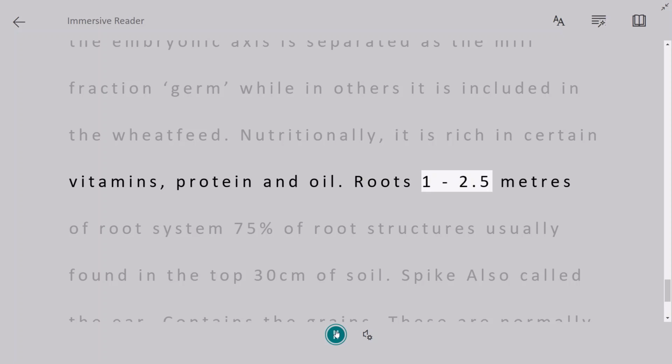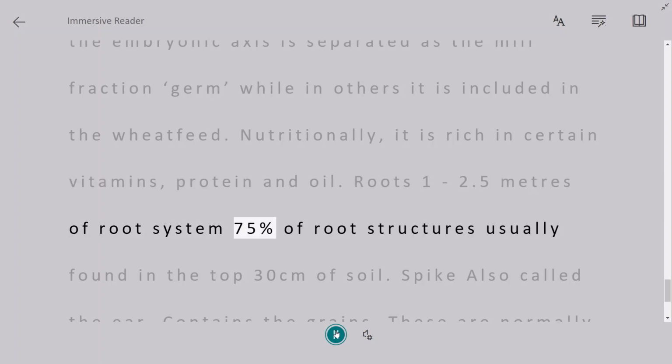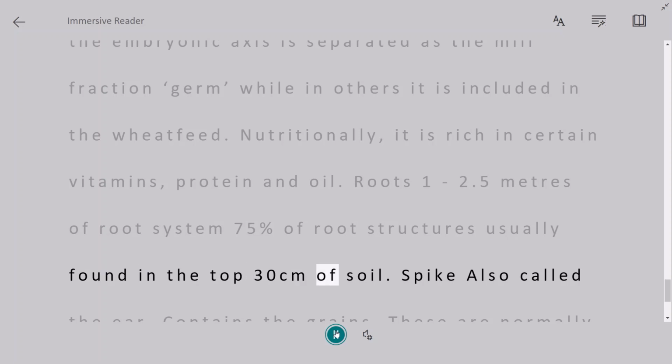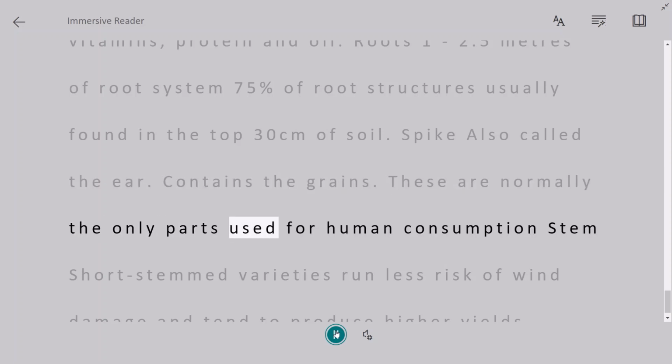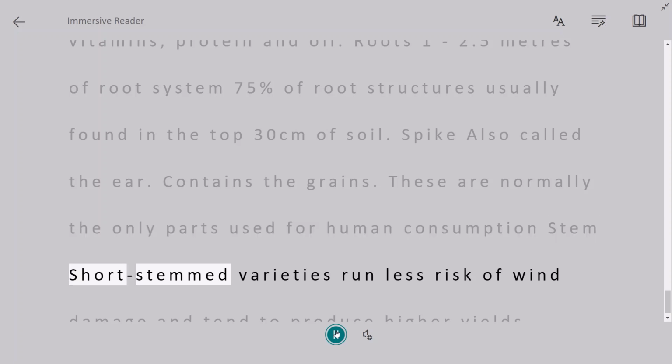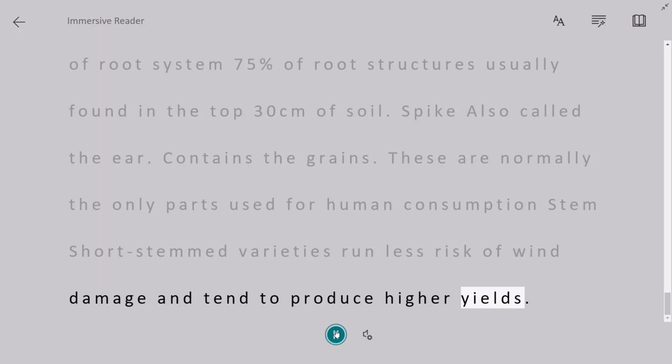Roots: 1 to 2.5 meters of root system. 75% of root structures are usually found in the top 30 centimeters of soil. Spike, also called the ear, contains the grains. These are normally the only parts used for human consumption. Short-stemmed varieties run less risk of wind damage and tend to produce higher yields.